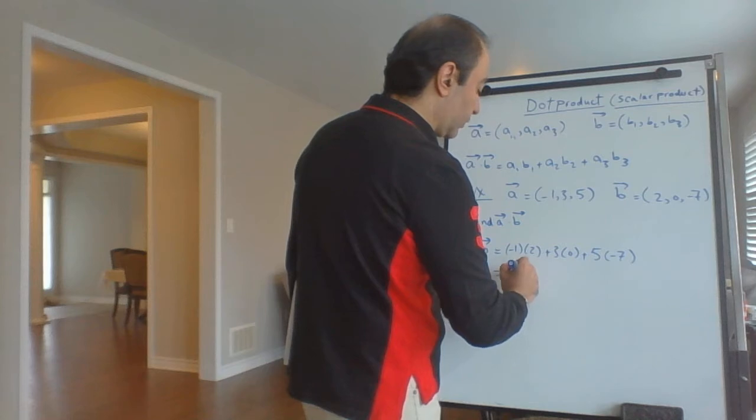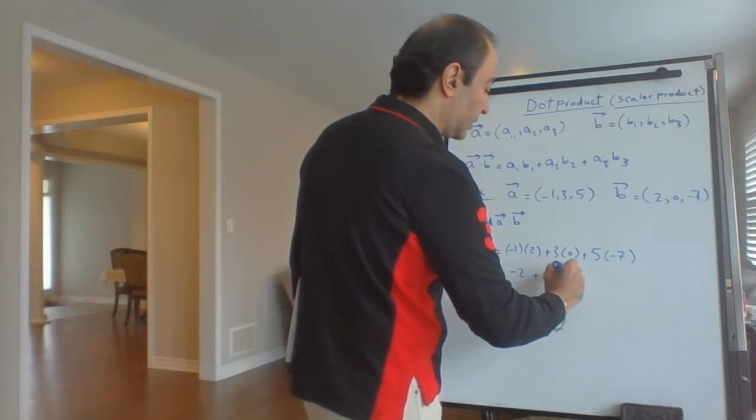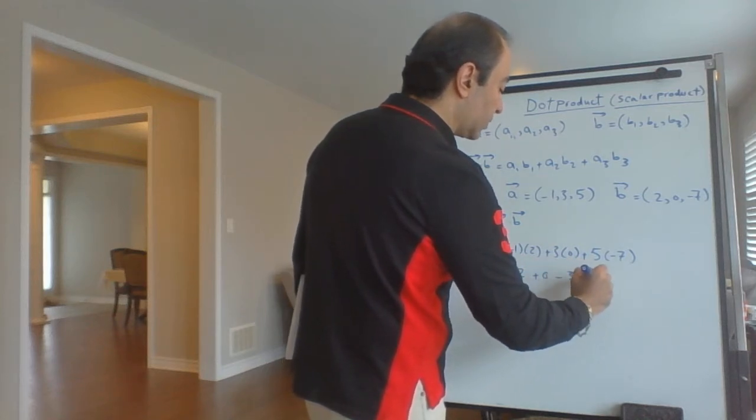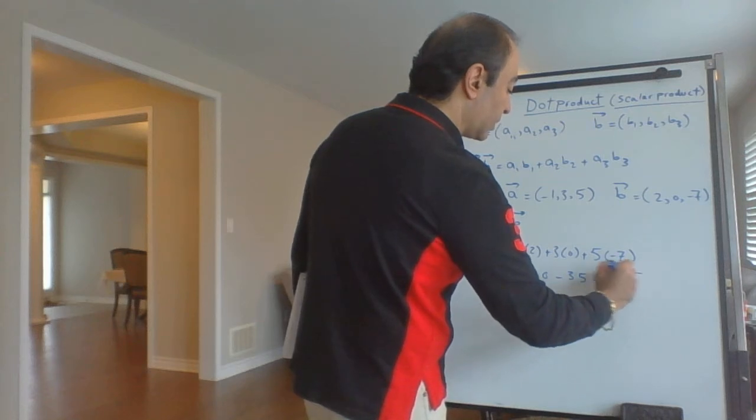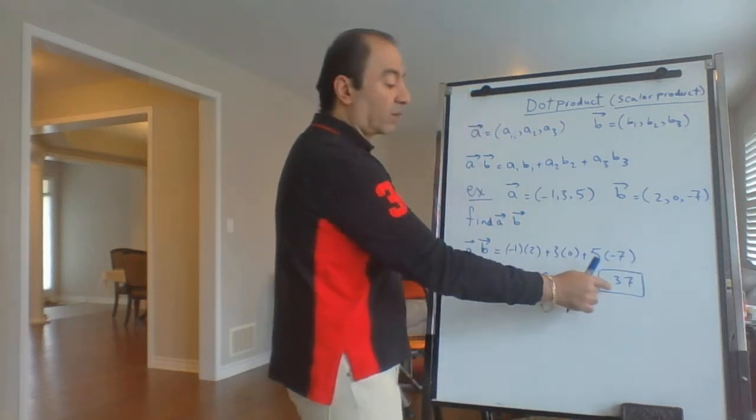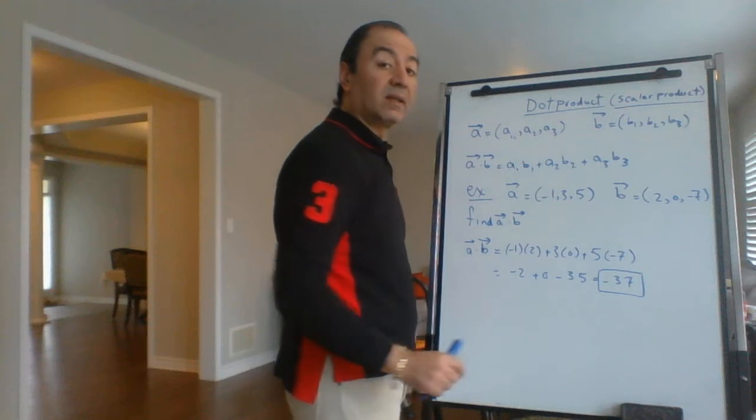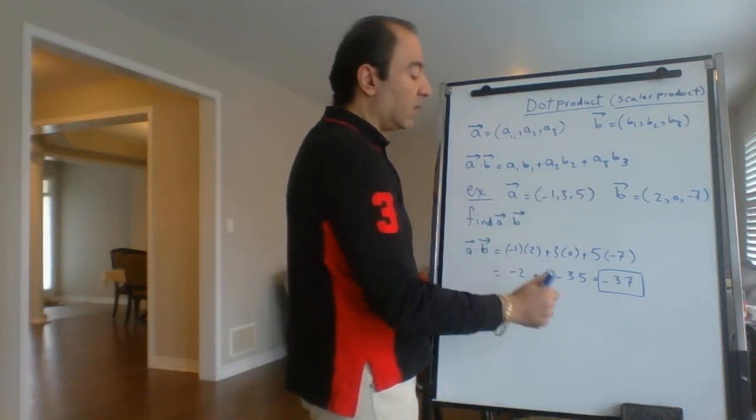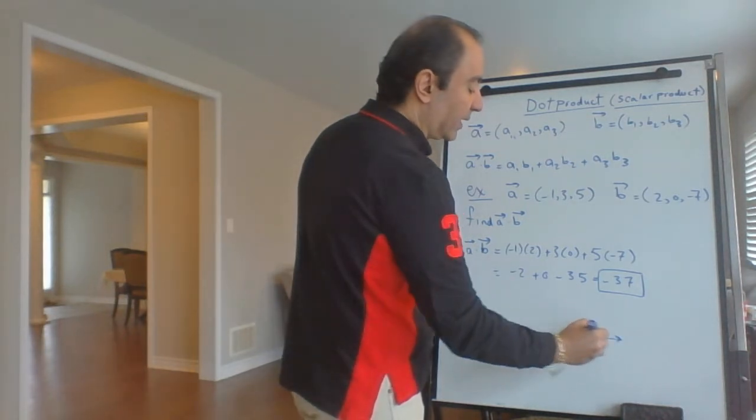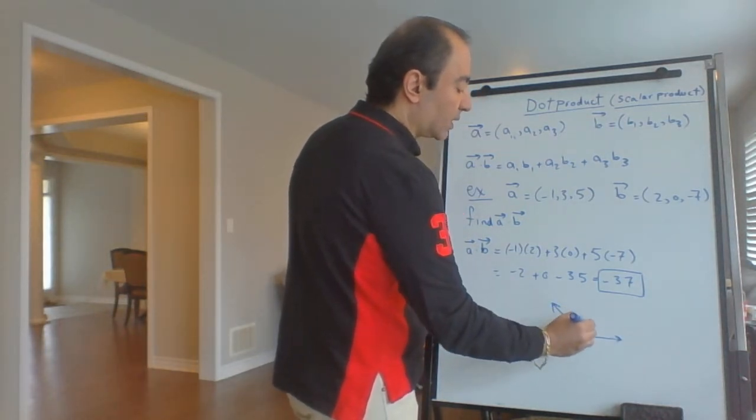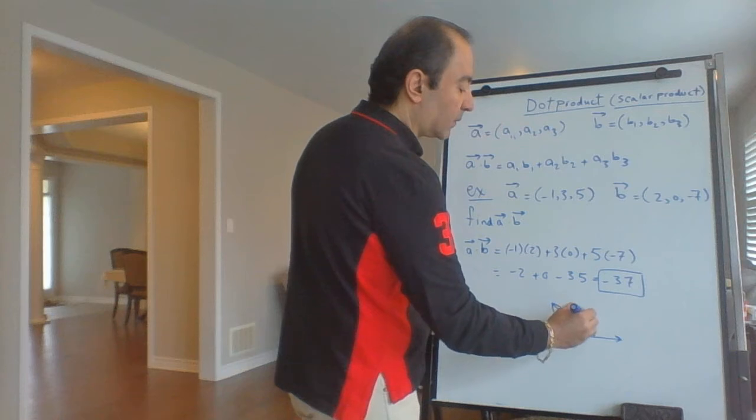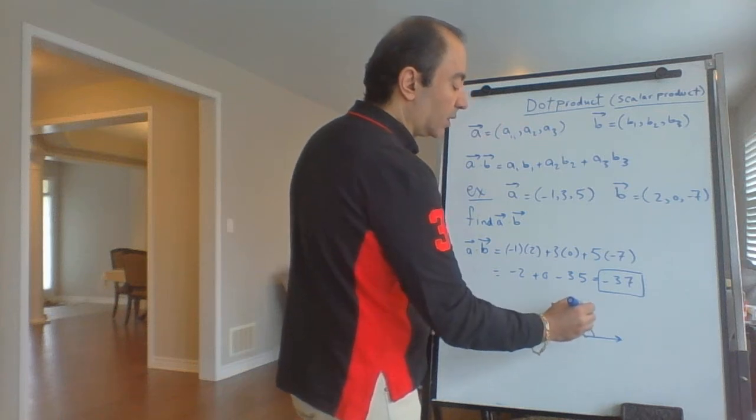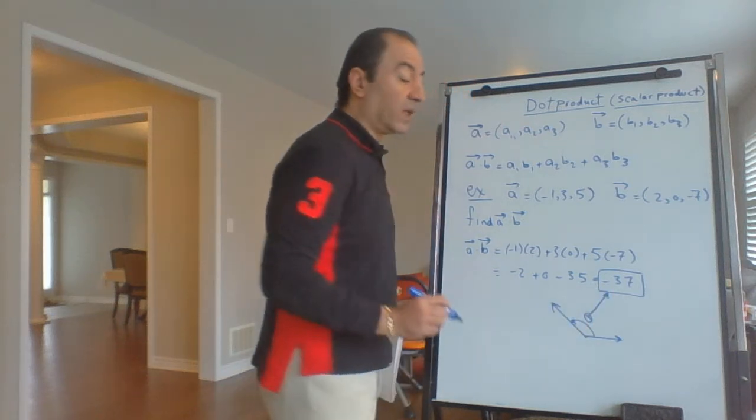So negative 2 plus 0 minus 35, so this will be negative 37. As you see, the result is a scalar. And from this result, we can tell something about the angle between those two vectors, A and B. We can tell that the angle between the two vectors will be more than 90 degrees and less than 180 because it is a negative value.